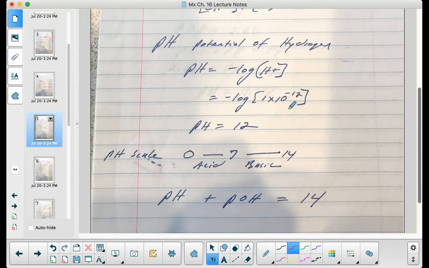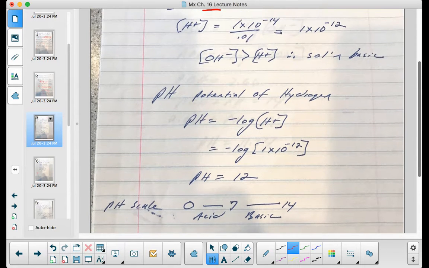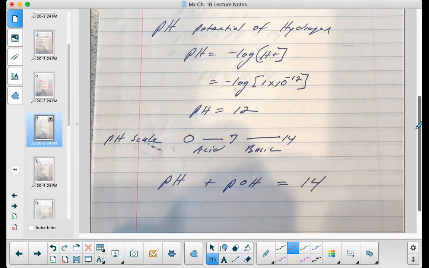Well, once I know the hydrogen ion concentration, as I have determined from above, which was 1 times 10 to the negative 12, then I can plug into this equation here. pH is equal to the negative log of the hydrogen ion concentration. So I plug in my value for the hydrogen ion concentration and I find out that my pH is 12.